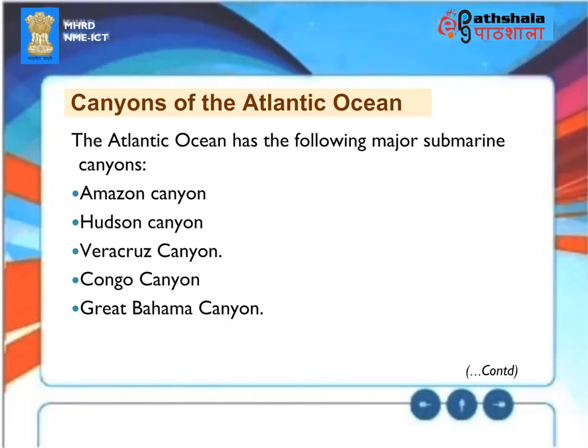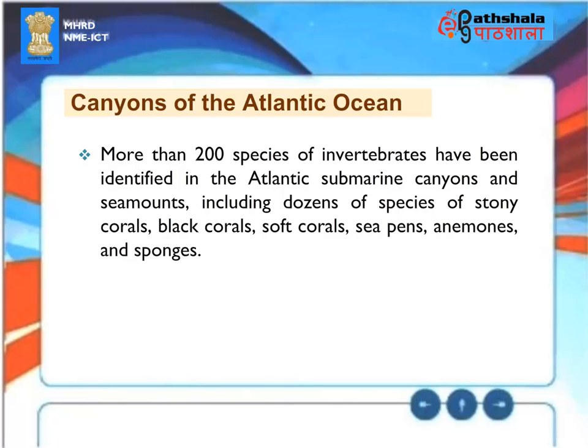Canyons of the Atlantic Ocean. The Atlantic Ocean has the following major submarine canyons: Amazon Canyon, Hudson Canyon, Veracruz Canyon, Congo Canyon, and Great Bahama Canyon. More than 200 species of invertebrates have been identified in the Atlantic submarine canyons and seamounts, including dozens of species of stony corals, black corals, soft corals, sea pens, anemones, and sponges.